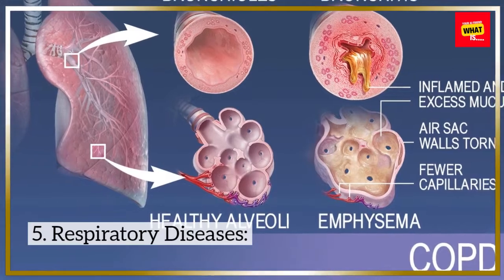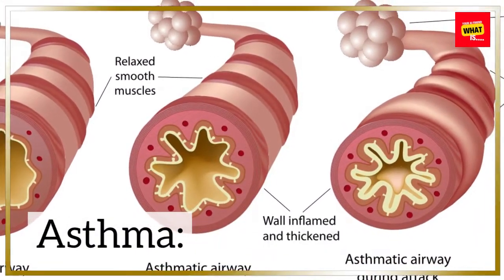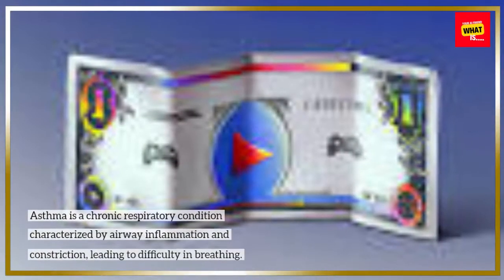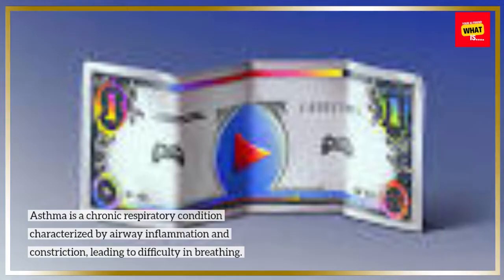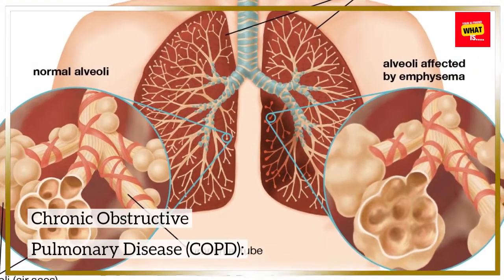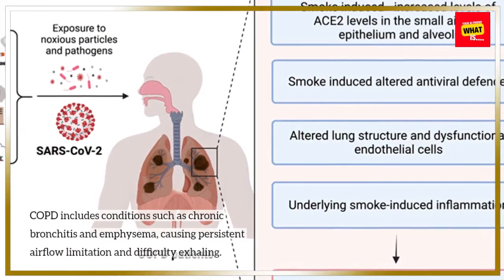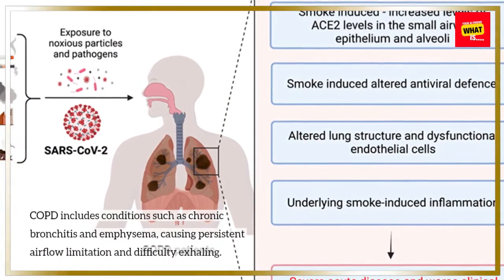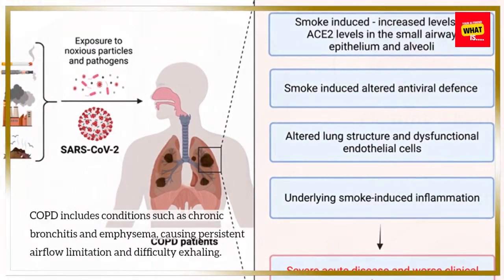5. Respiratory diseases. Asthma. Asthma is a chronic respiratory condition characterized by airway inflammation and constriction, leading to difficulty in breathing. Chronic obstructive pulmonary disease, COPD. COPD includes conditions such as chronic bronchitis and emphysema, causing persistent airflow limitation and difficulty exhaling.